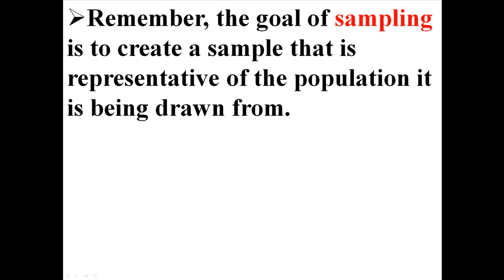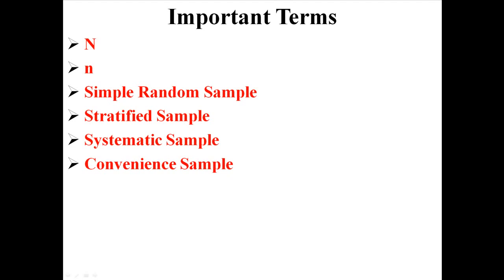Now remember, the goal of sampling is to create a sample that is representative of the population it is being drawn from. That's all. And that's it for sampling. You should know the difference between capital and lowercase n's. They represent population and sample sizes. And also understand the distinction between the 4 different kinds of sampling.